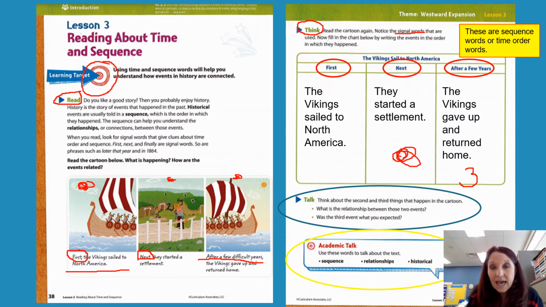Okay, let's look at the academic talk words. We have sequence, relationships, and historical. Those are 3 words that are going to show up a lot this week in our lessons.